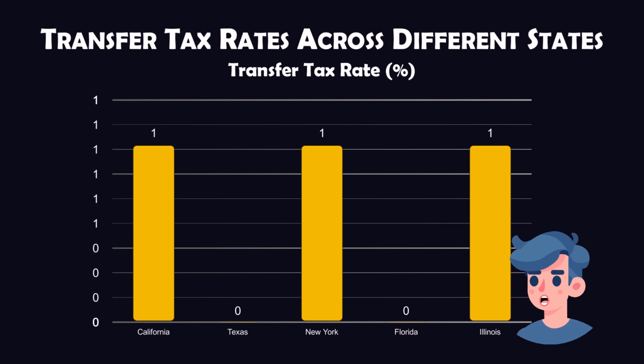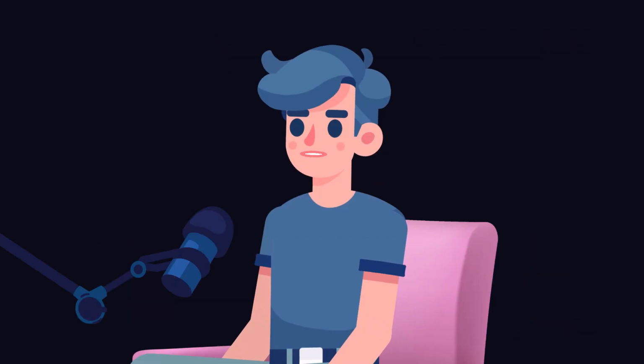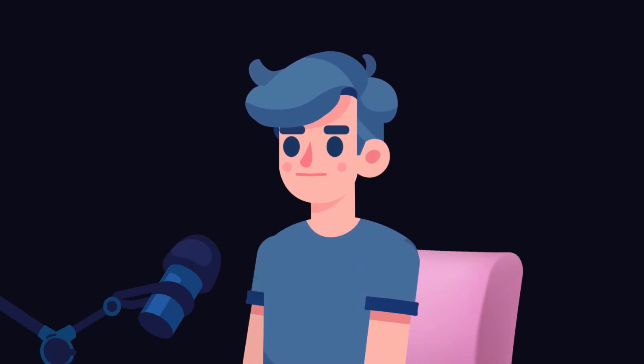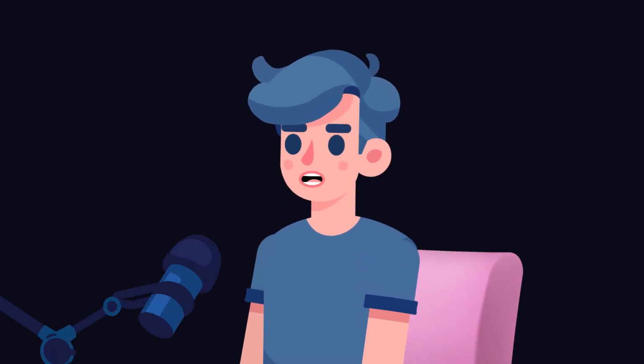Now, let's dive into some data to understand the impact of these taxes. We'll look at average transfer tax rates across different states in the U.S. and how they compare. As we see, the rates range from 0.5% in Texas to 1.5% in New York. This variance can significantly impact your total costs when buying property in these states.